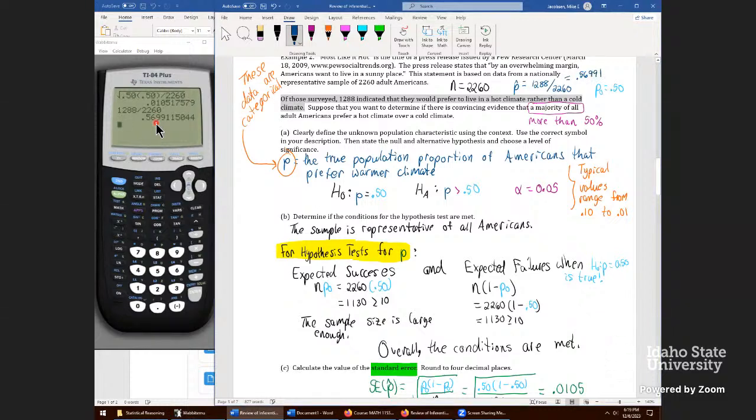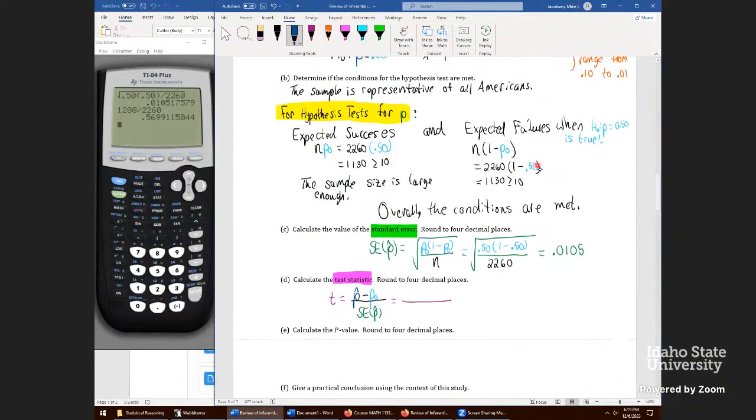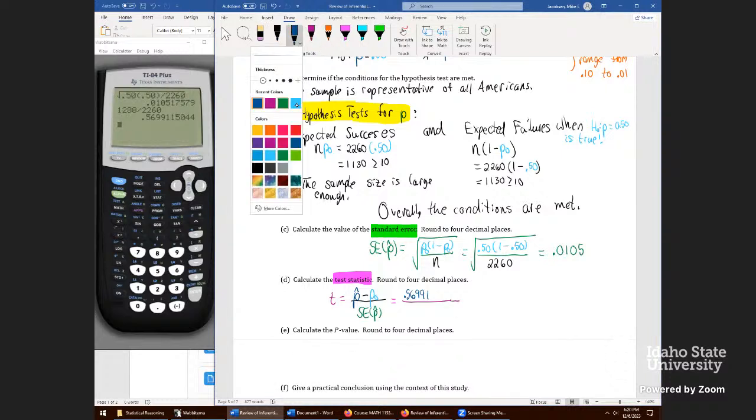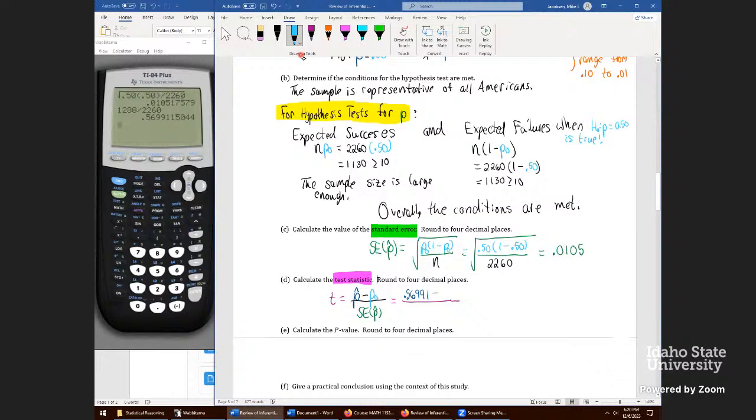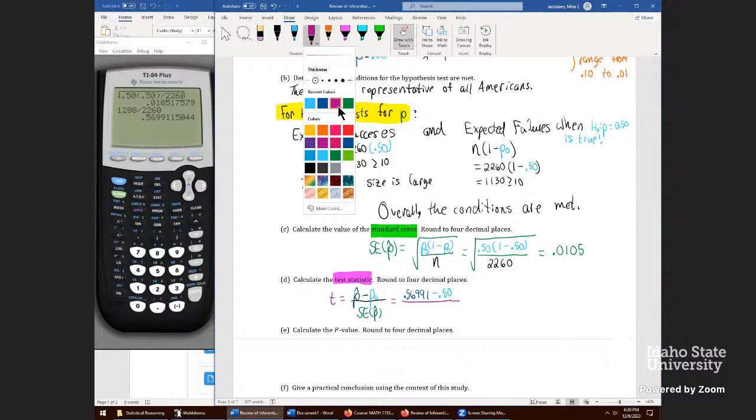Okay, so we have a highly accurate value for the sample proportion of successes. So about 57% of people in the sample prefer warmer climates. So down here, go 0.56991. Okay, so that portion's done. Then we'll take and subtract the 0.50 and divide that whole result by the standard error value we just found, which is 0.0105.